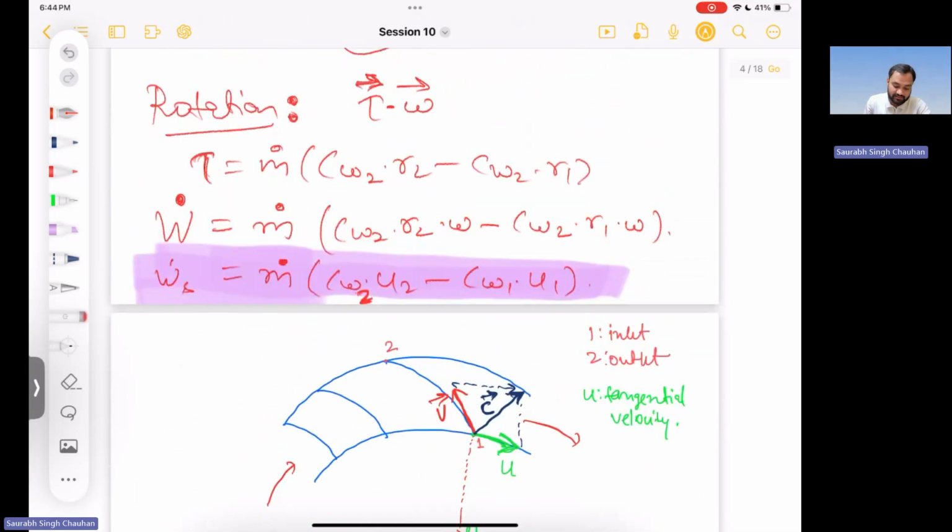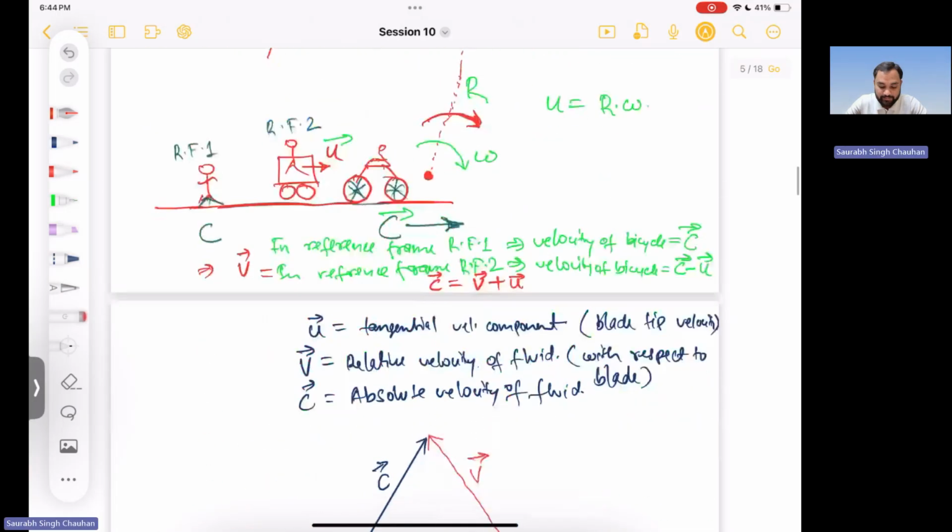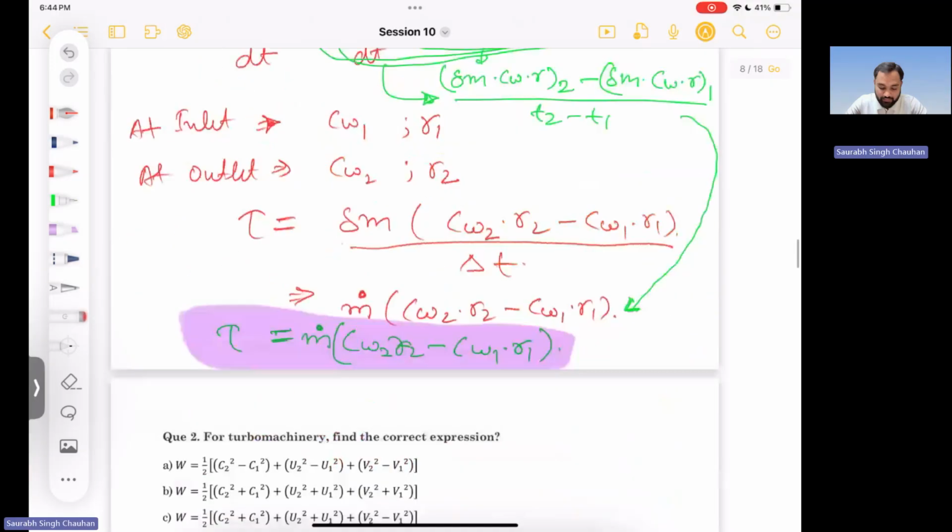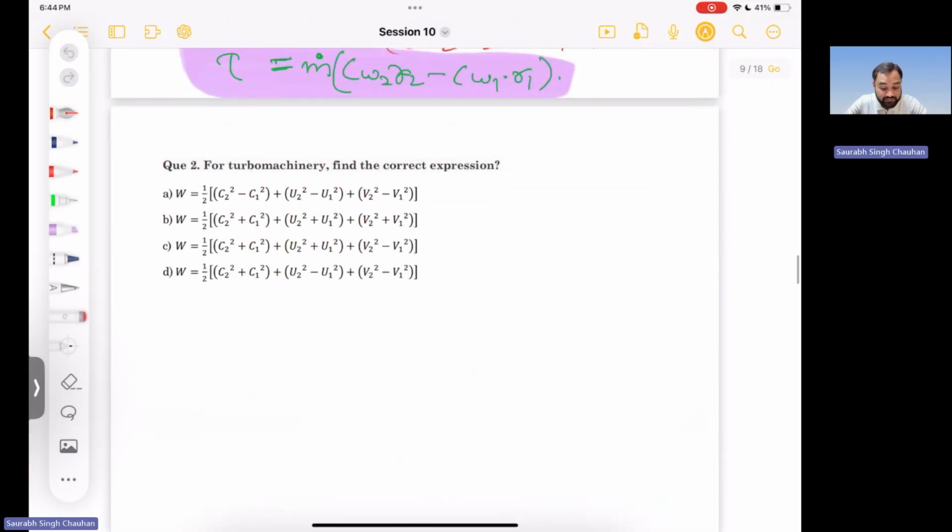Okay, so here is the expression for work. This equation is in terms of U and CW. So what we have to do is write CW in terms of absolute velocity and relative velocity, right? I think you can easily do that. It is simple mathematics.